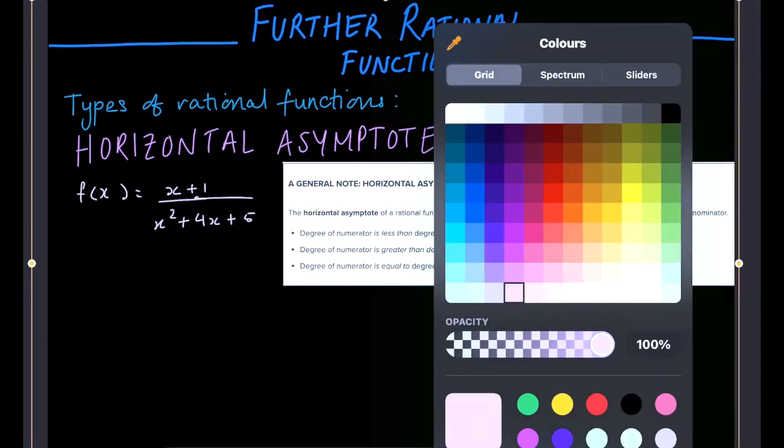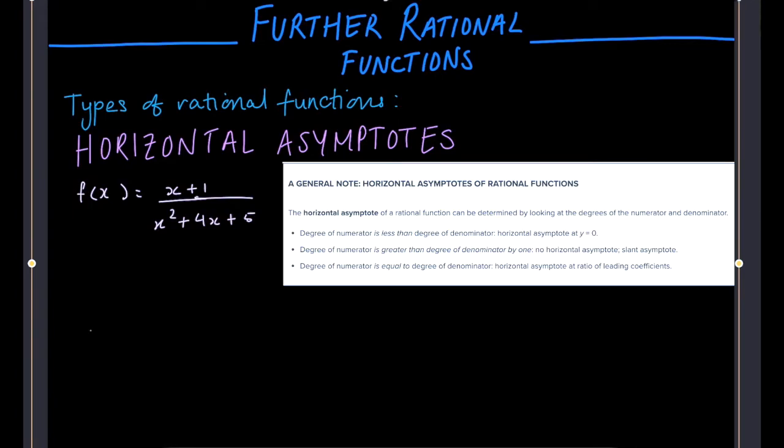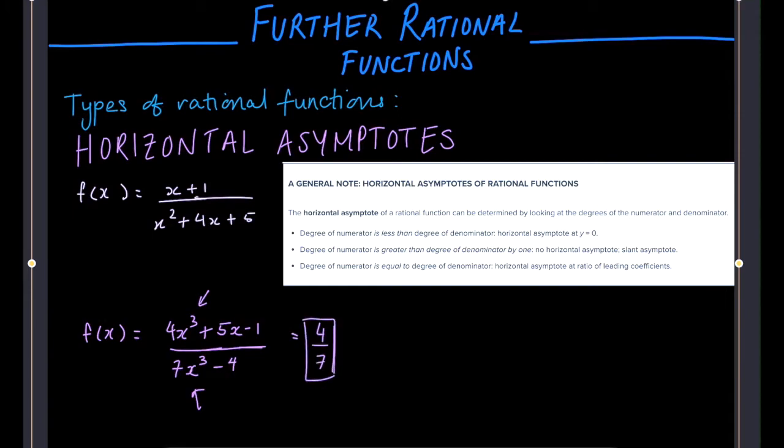So let's say we have f of x equals 4x cubed plus... Let's say we have this, and the highest degree in both the polynomials is 3. So if it's the same, the horizontal asymptote would be the ratio of the leading coefficients, meaning it would be 4 over 7. This would be our horizontal asymptote. It's as simple as that.